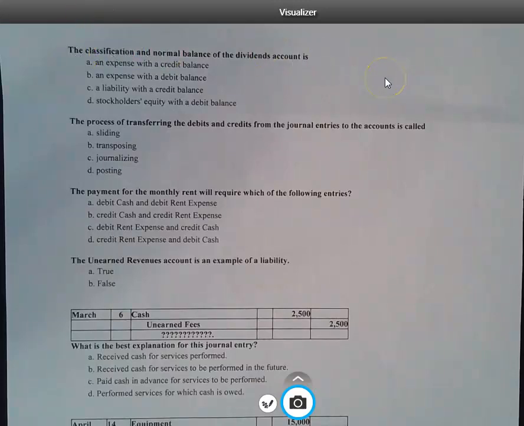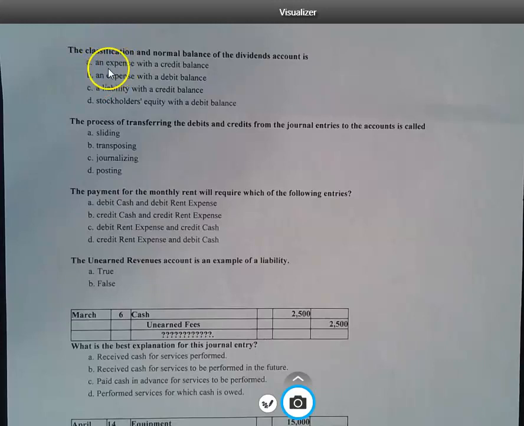If you've watched all of the videos, you'll see this question twice, but not everybody watches all the videos, so I'm trying to get it to you at least once. It says the classification and normal account balance of the dividends account is what? Well, choice A is wrong on every front. It is not an expense, and it does not have a credit balance.